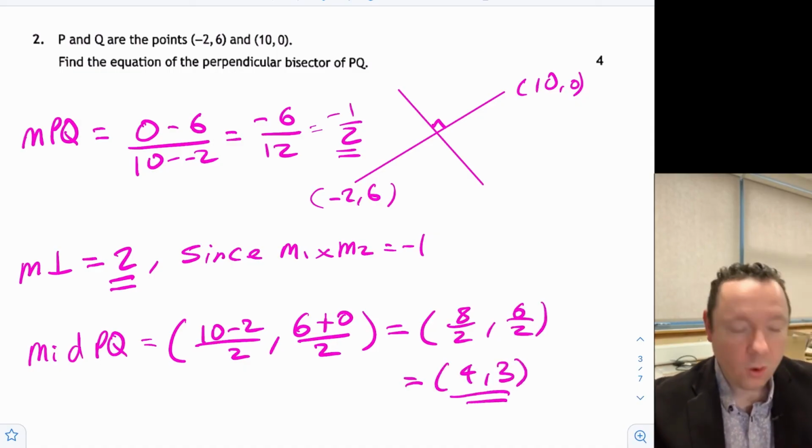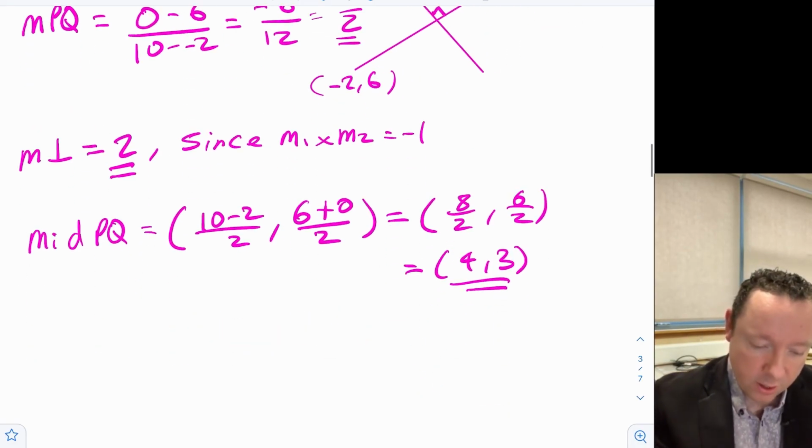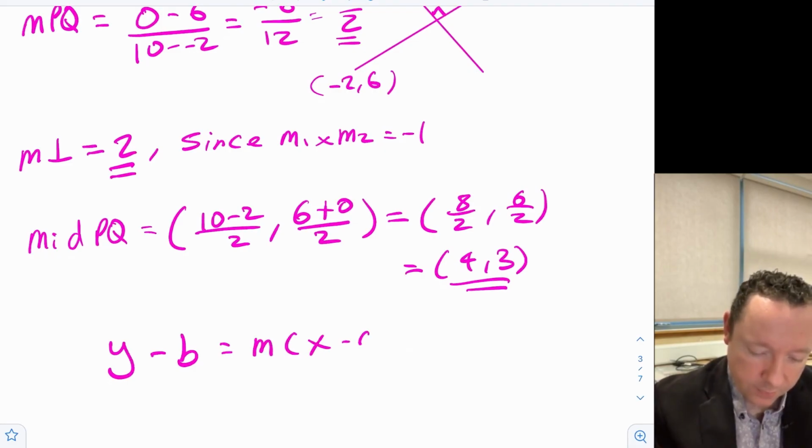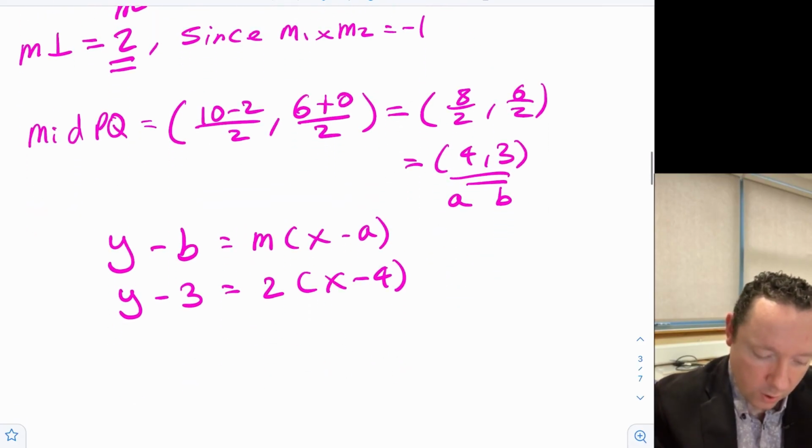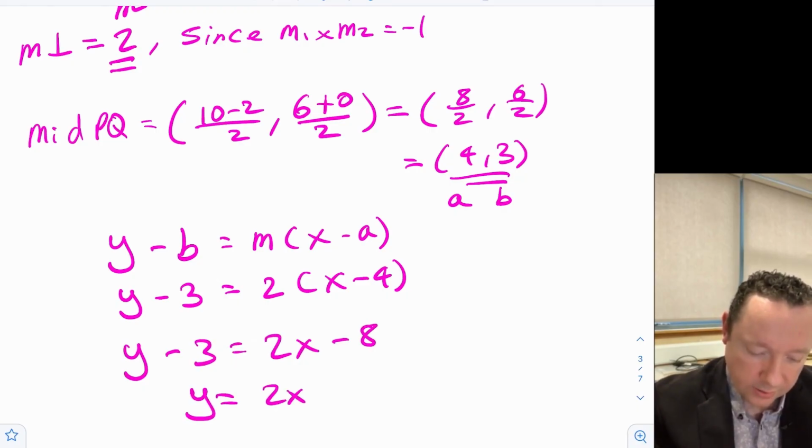So we've now got our point and we've now got our gradient, so we can use y minus b equals m(x minus a), where that's our a and b, and that's our m. So we've got y minus 3 is 2(x minus 4). y minus 3 is 2x minus 8. So y is 2x minus 8 add 3 is minus 5.